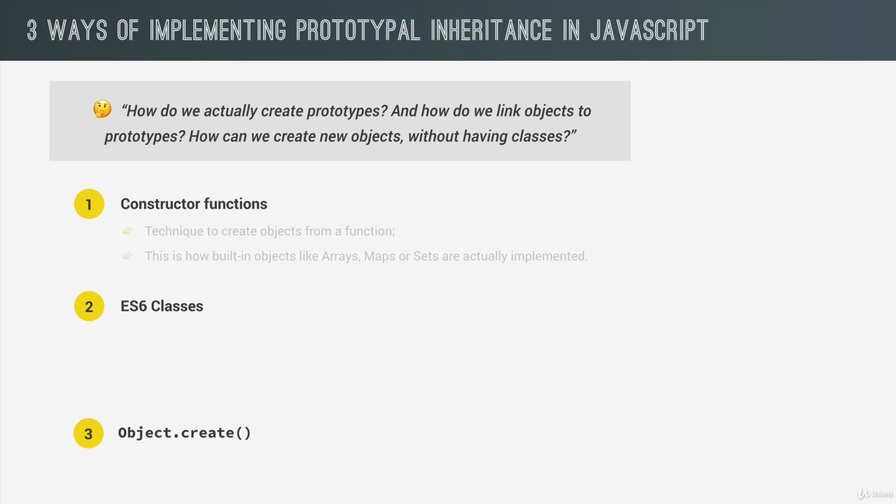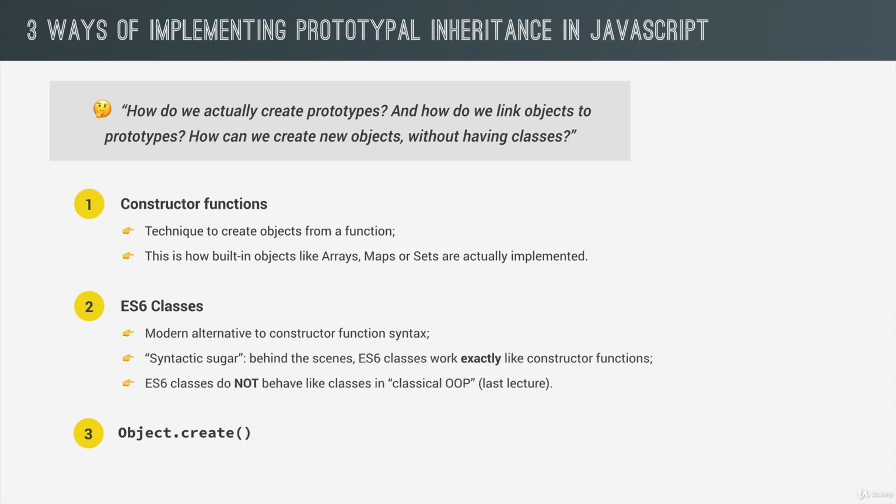So first, constructor functions are a way of creating objects programmatically using a function, which will also set the new object's prototype. And this is actually how built-in objects like arrays or maps or sets are implemented. Also, this is how OOP has been done in JavaScript basically since the beginning. Next, the ES6 release introduced classes into JavaScript. And so now, ES6 classes are actually the more modern way of doing OOP in JavaScript.